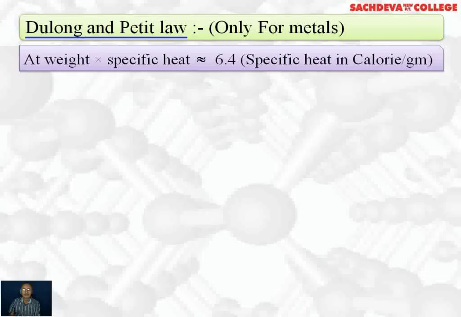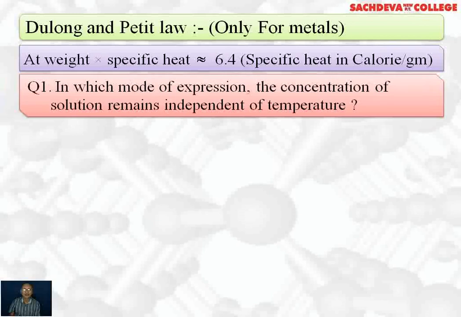Let's take up Dulong and Petit's law. It's applicable for metals only. It states the product of atomic weight and specific heat is equal to 6.4 if specific heat is measured in calories per gram. If specific heat is measured in joules per gram, then this will become 25. Let's take up multiple choice questions.